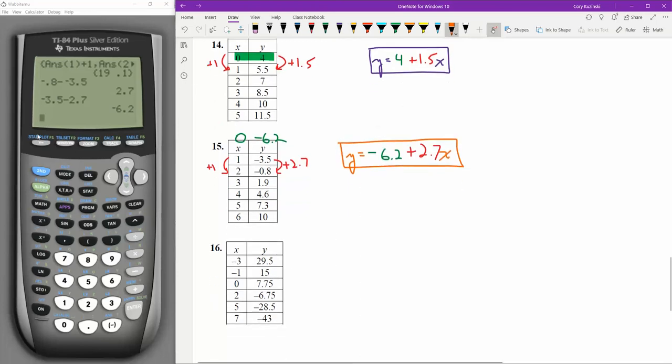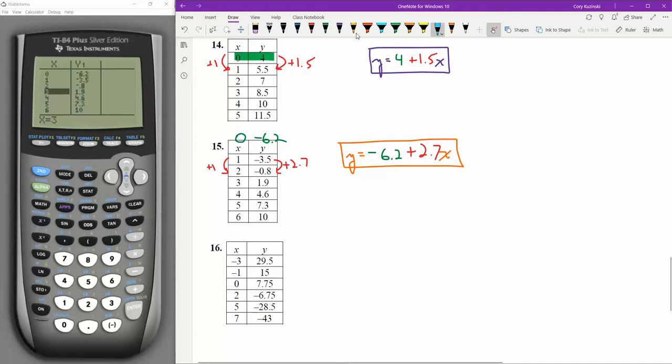All right, and again, we can check our answer. Let's go negative 6.2 plus 2.7 times x, second table. And you're going to see all those values, the 1 and the negative 3.5, the 2 and the negative 0.8, the 3 and the 1.9, so on and so forth.